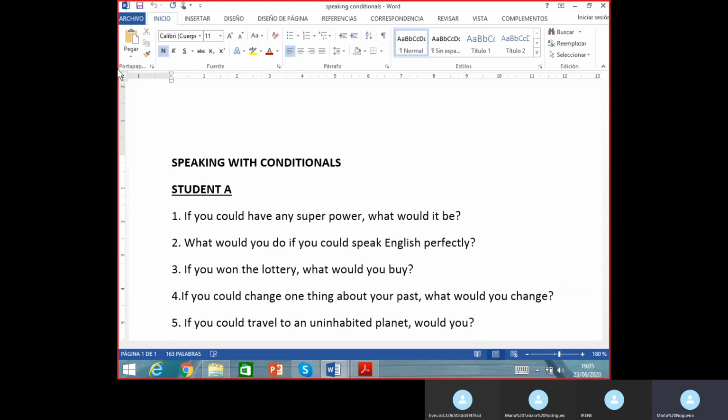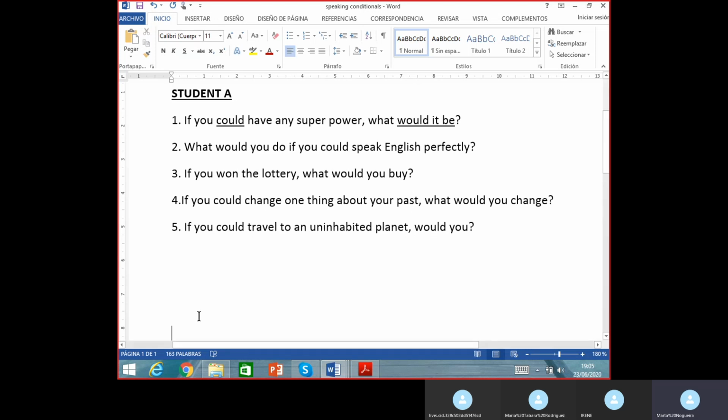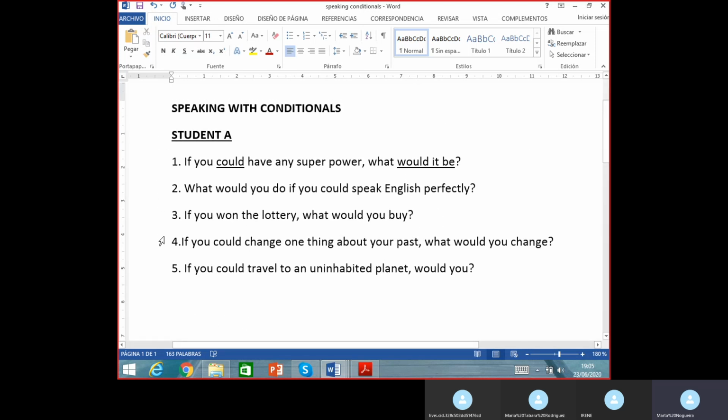Speaking with conditionals is a practice that I usually do with my students, for practicing conditionals. If you could have any superpower, what would it be? I'm using the second conditional with could, and then would and be, which is the other part. What would you do if you could speak English perfectly? So girls, what I want is that you read, don't focus on student B, these five sentences, to see the structure. Normally, they are all second conditional, because when we speak, we always use the second conditional. This is the typical one in speaking.